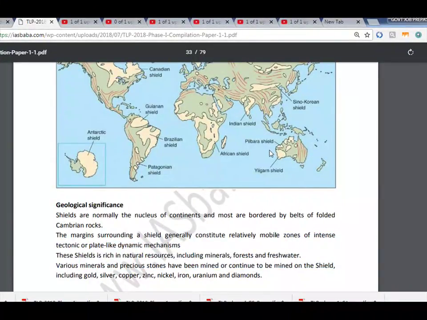These shields are rich in natural resources, including minerals, forests and freshwater. Various minerals and precious stones have been mined or continue to be mined on the shield, including gold, silver, copper, zinc, nickel, iron, uranium and diamonds.